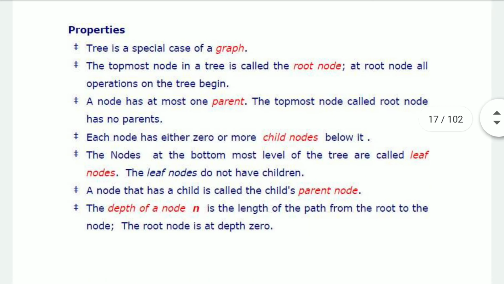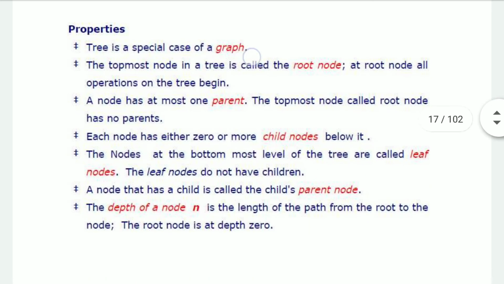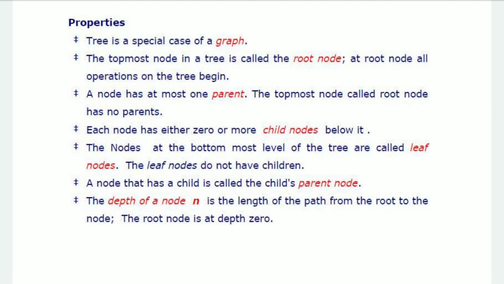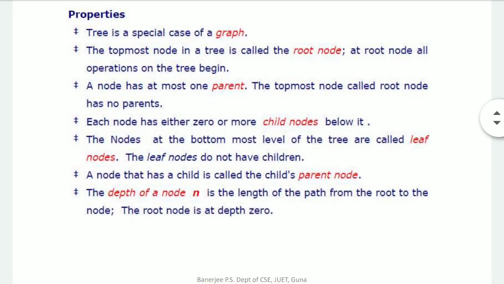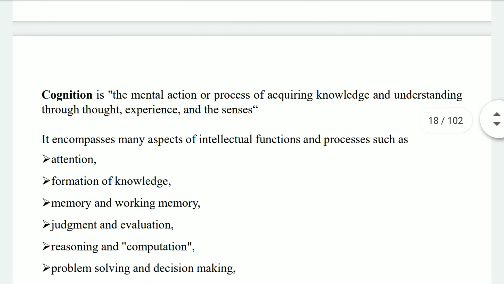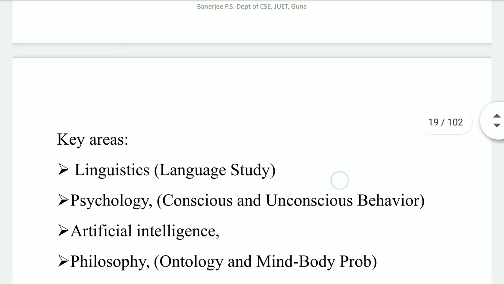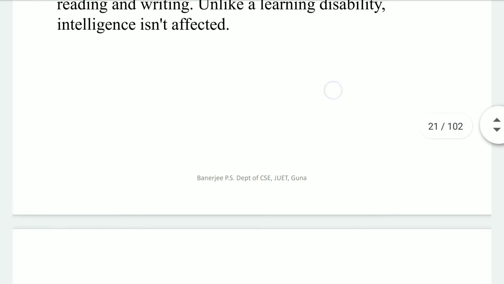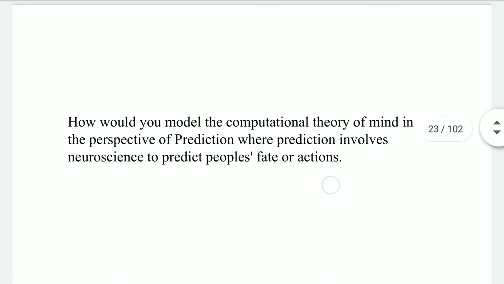The properties. The special case of a tree is a graph. You know what is a root node. You know what is a parent. Then the child nodes. You know what is a leaf node, right? You know what is the depth. You don't have to go through this cognition part. You can skip it for the time being, right?